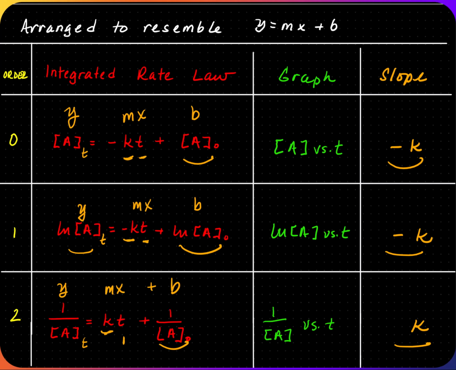How do we know it's a zero, first, or second order? We look for the graph that gives you a linear line. If it's a zero order and I plot concentration of A versus t, I should get a linear line with a negative slope. If it's a first order, if I plot ln concentration of A versus t, I should get a linear line with a negative slope. If it's a second order and I plot 1 over A versus t, I should get a positive linear slope. Every other graph will give you a curve. This is how you differentiate if it's zero, first, or second order based on data points.